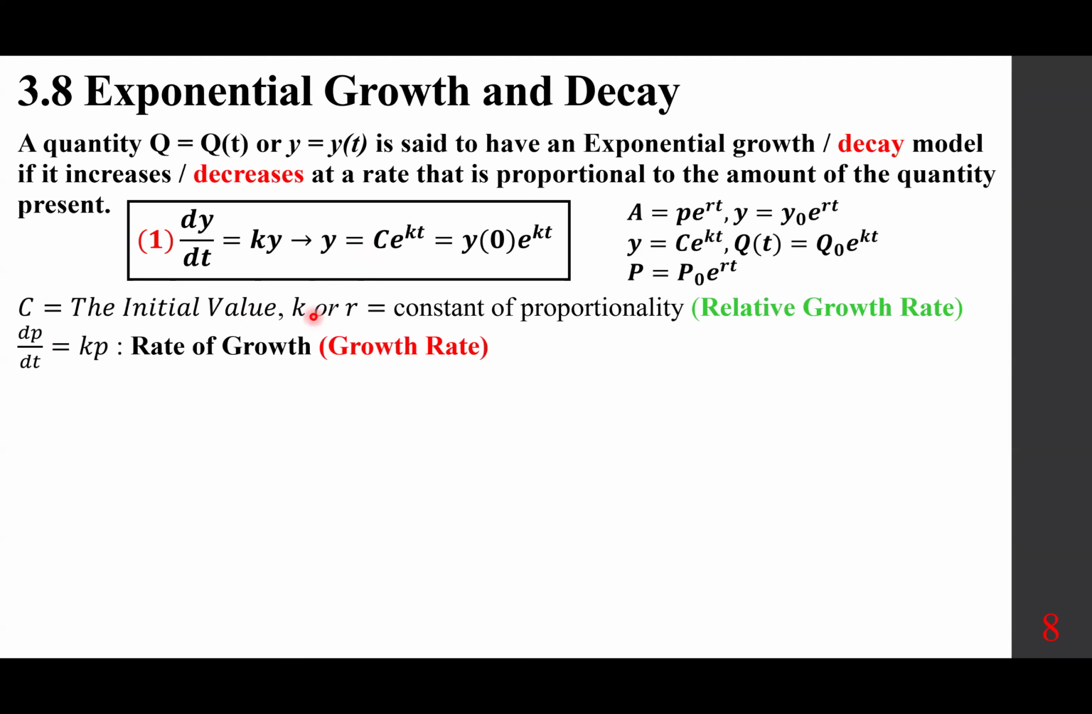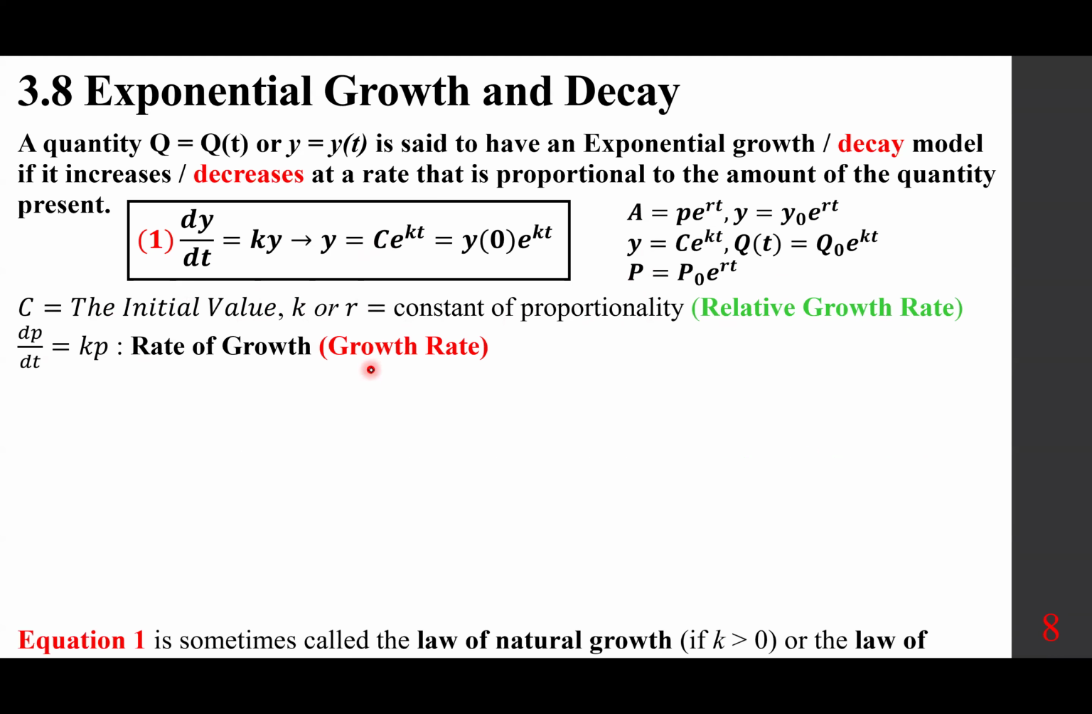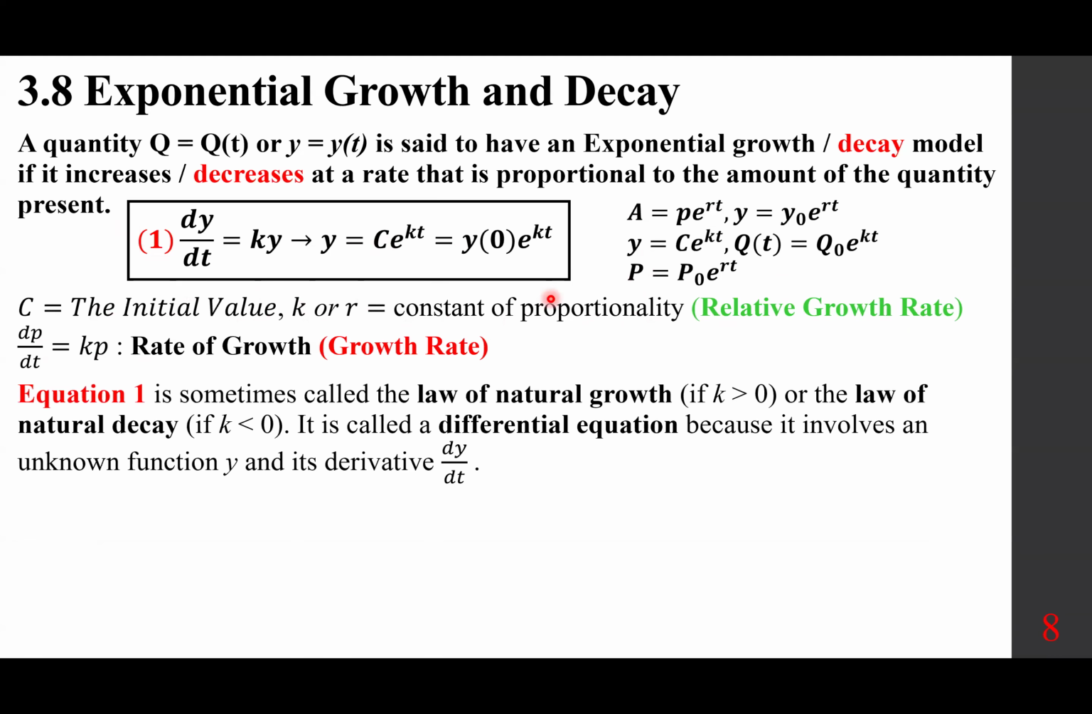C is the initial value. K or r is the constant of proportionality, the relative growth rate. Whereas dP/dt equals kP is the rate of growth, or growth rate. So relative growth rate and growth rate are different. This equation 1 that we have here is sometimes called the law of natural growth if k is positive, or the law of natural decay if k is negative.